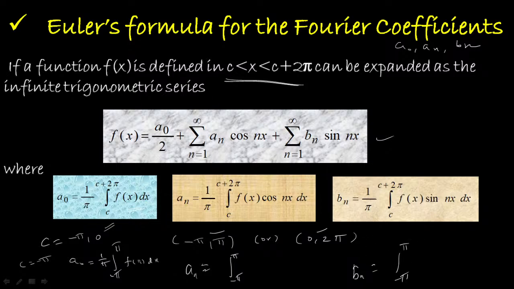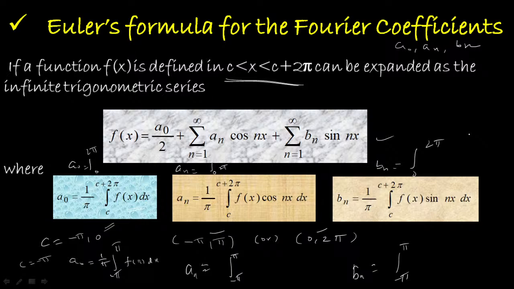Suppose c is equal to 0, what happens? If c is equal to 0, you have the interval 0 to 2 pi. So nothing is changing. a naught is equal to 1 by pi, instead of c to c plus 2 pi, you take 0 to 2 pi f of x dx. Likewise a n is equal to 1 by pi, instead of c to c plus 2 pi, you take 0 to 2 pi. Like that b n is equal to 1 by pi, instead of c to c plus 2 pi, you take 0 to 2 pi. Only the limit value of the integral changes, nothing else will be changed.